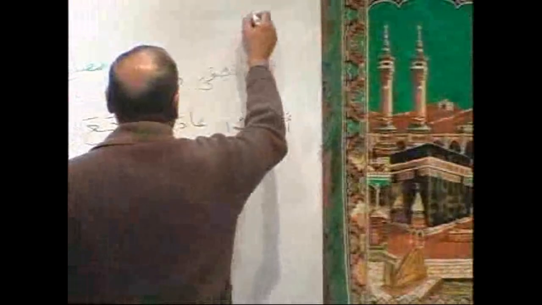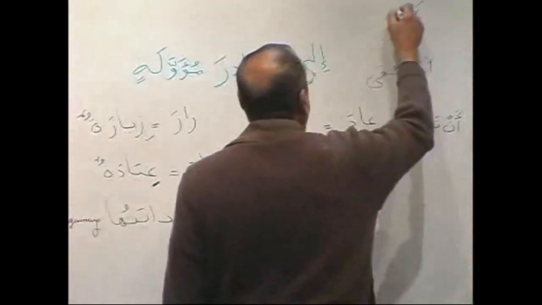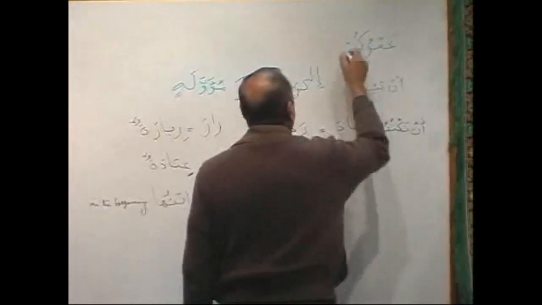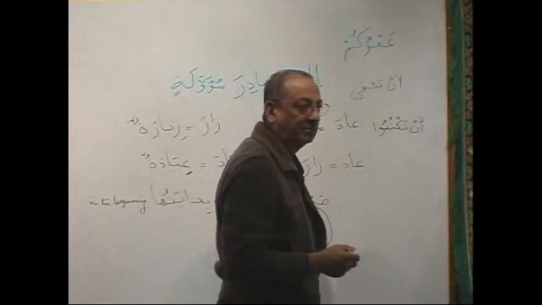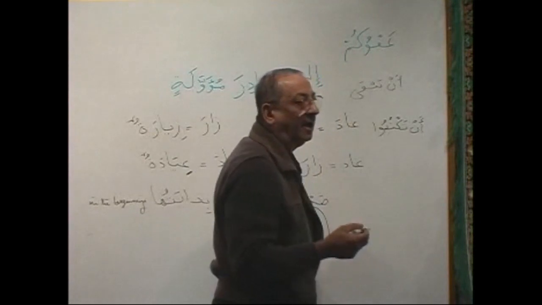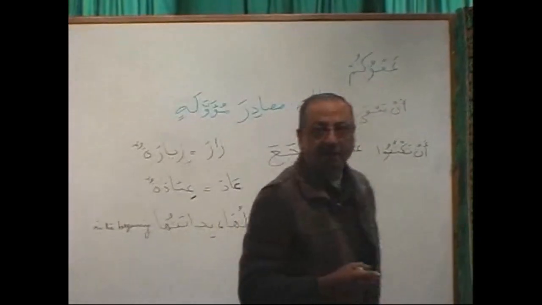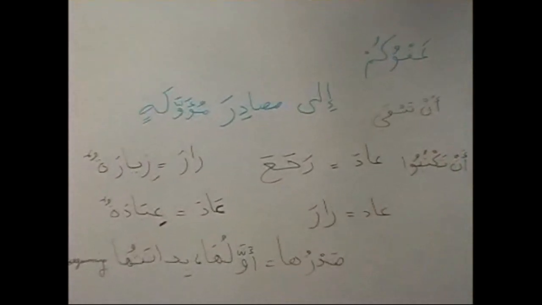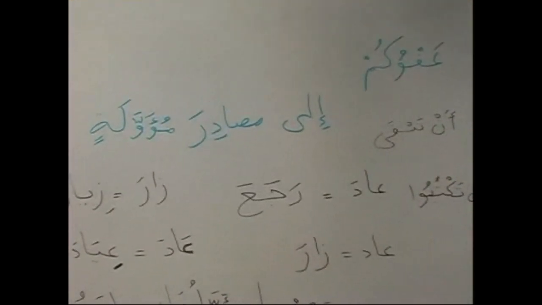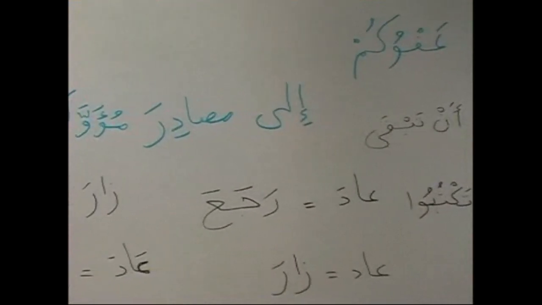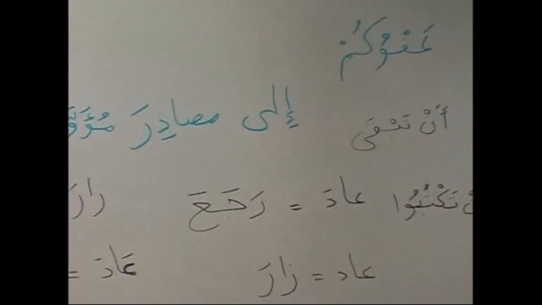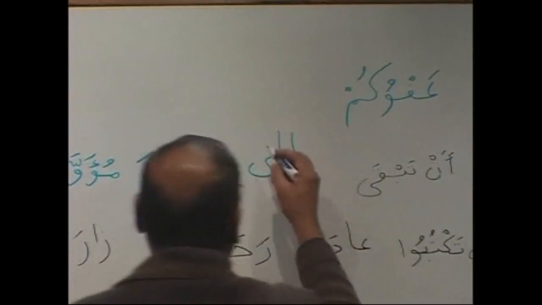So brothers and sisters, what will you say? Afwukum. Afwun is your masdar. So you will say afwukum. Okay? And then akrabu lit taqwa. Are you with me? Akrabu lit taqwa. Got the idea, brothers and sisters? You want me to write down? I'll complete the sentence.